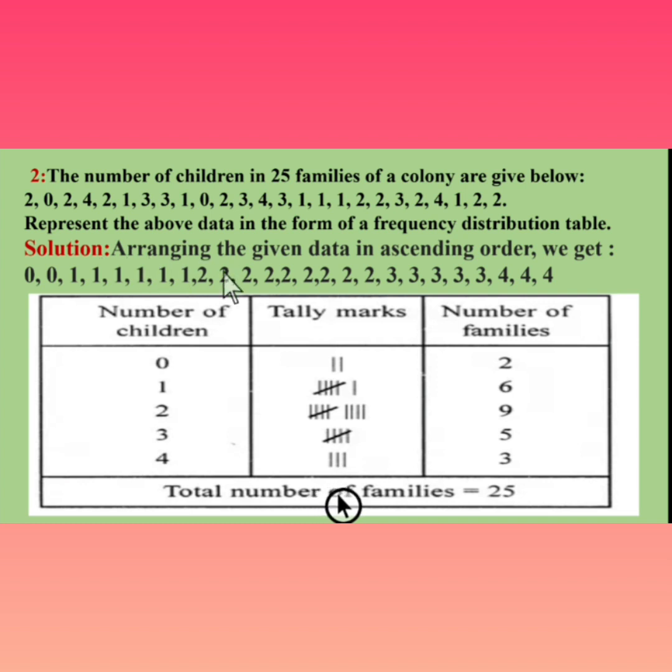Then how many families have 2 children? So we count 1, 2, 3, 4, then 5, 6, 7, 8 and 9. So how many families are there?